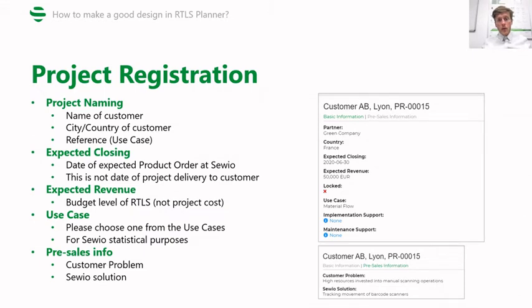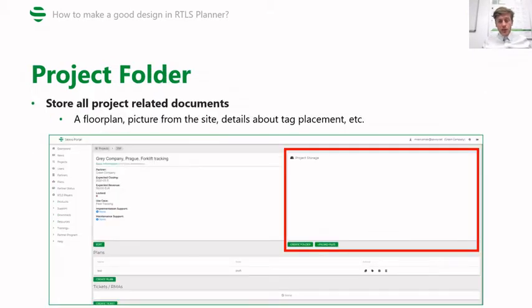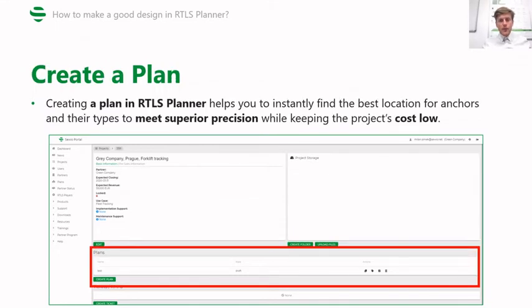The first step of your design is creating a project registration with information like project name, expected closing, and especially use case. Enough details about your use case are necessary regarding your final plan approval. More about the project registration you can find in our online L1 training. When your project is registered on the Sewio portal, there is a project folder where you should upload all documents, pictures and other related materials relevant to your project. Now, you registered your project, added all documents and pictures, and you can start with your project design.